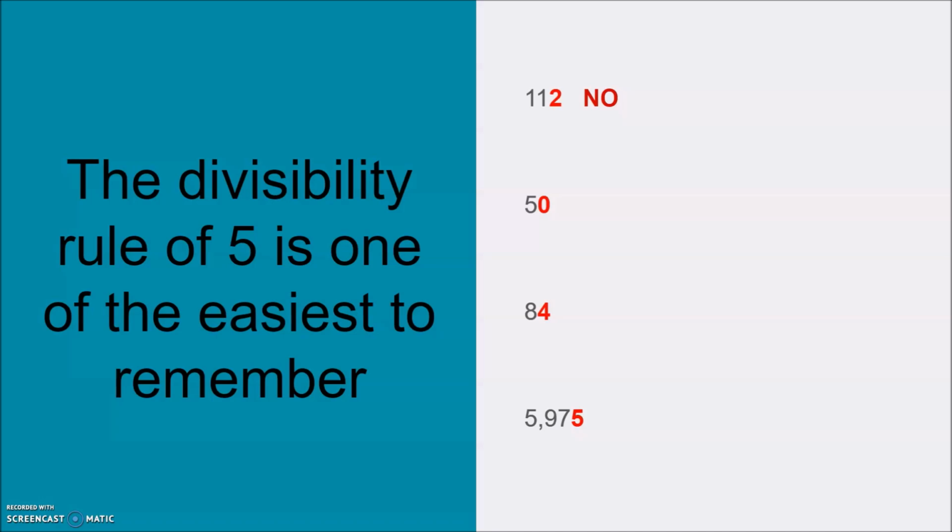Look at 50. That ends in a 0. So that means it is divisible by 5. Number 84. That does not end in a 5 or a 0. So that is not divisible by 5. And then finally, 5,975. Well, that ends in a 5. That tells me that this number can be divided by 5. It's divisible by 5, and it will not have any leftovers. So yes, that one is divisible by 5.